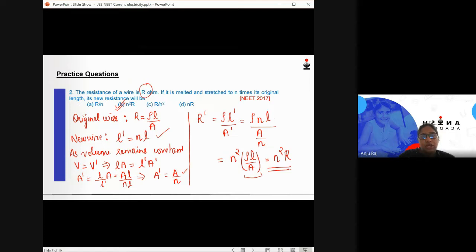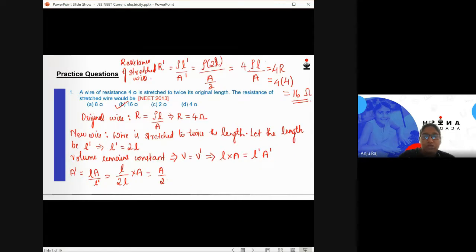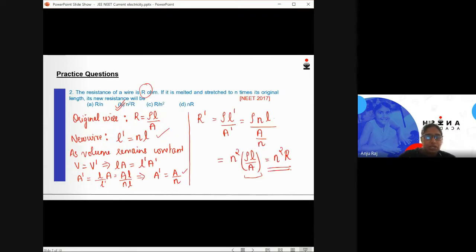So here, 2 square into R is what again you got finally. That is 4 into 4, 16 ohm. This is the general formula that you are getting for that. Again, the procedure is the same as long as the volume remains the constant.